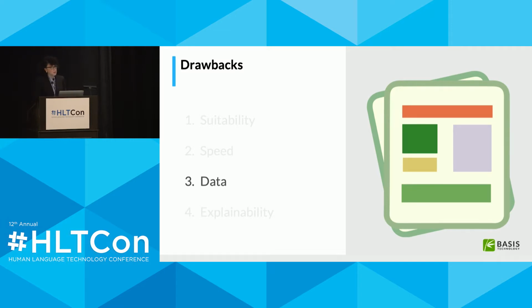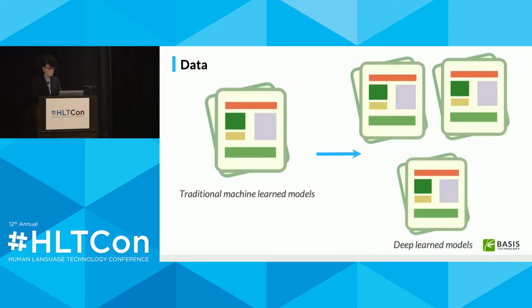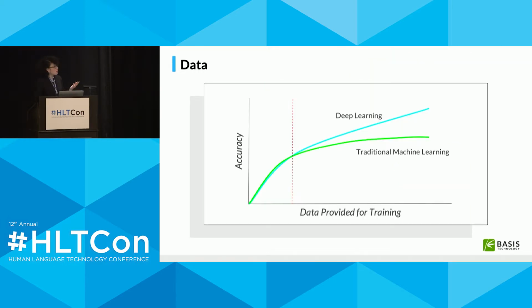Next, I'm going to return to the question of data. So, again, speaking in very broad strokes, to get a deep learned model to perform at its highest potential, you need a lot more data than for a traditional machine learned model. And let's return to this graph for a moment.